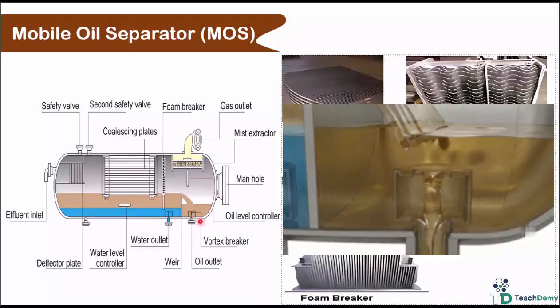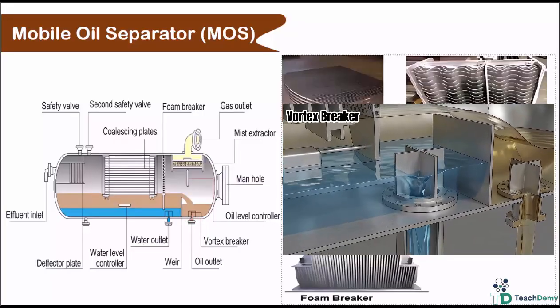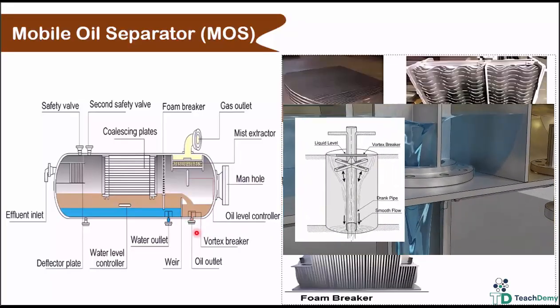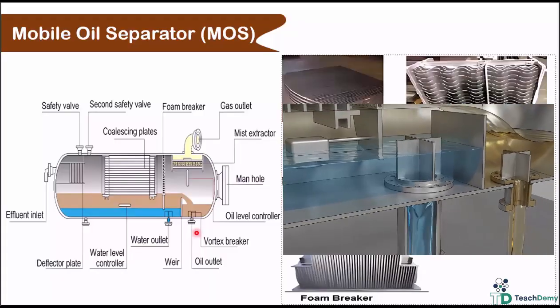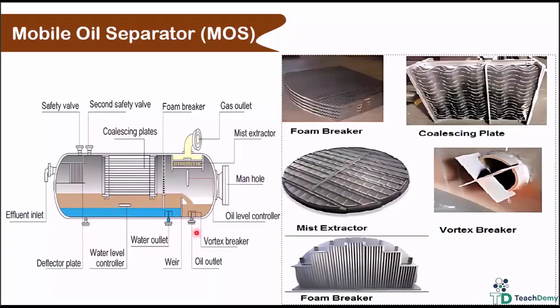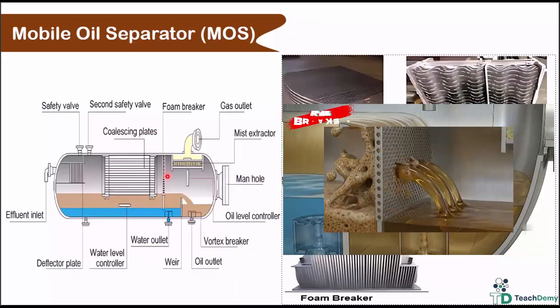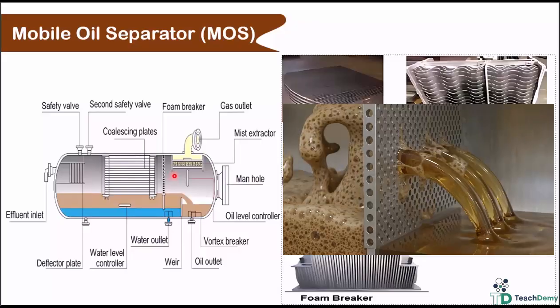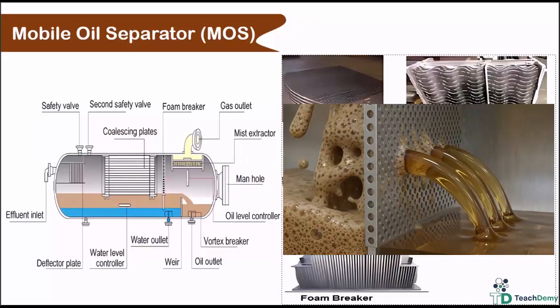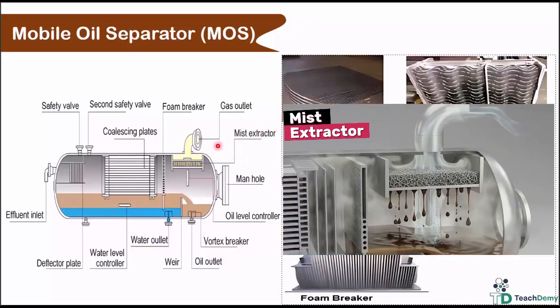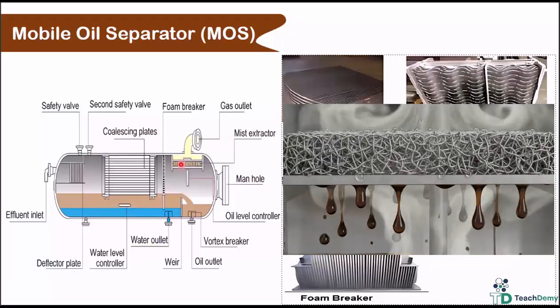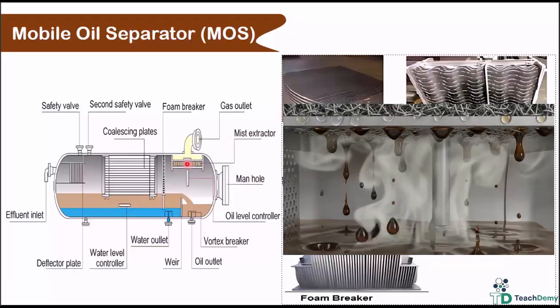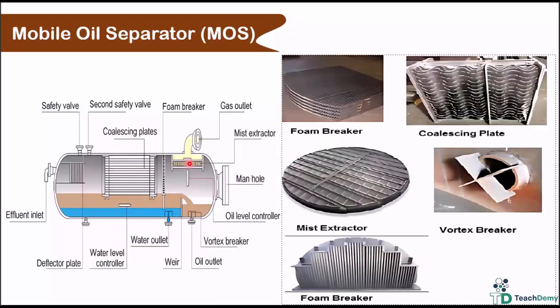Another key component, the vortex breaker, prevents vortex formation during oil and water discharge, which could otherwise disturb the flow and draw gas into the oil lines. Meanwhile, the foam breaker separates foam and gas bubbles from the liquid to maintain a clean, stable flow. Before gas exits, the mist extractor removes moisture and liquid droplets, ensuring particle-free gas flow and protecting downstream equipment.